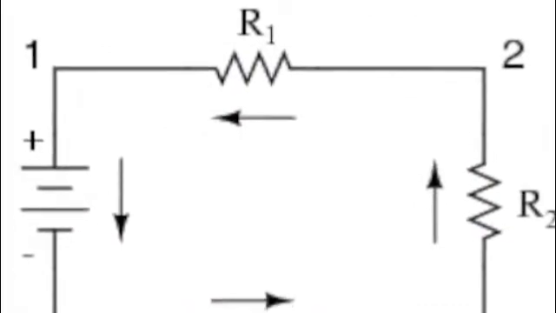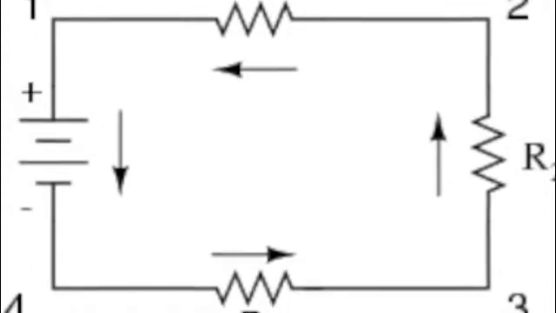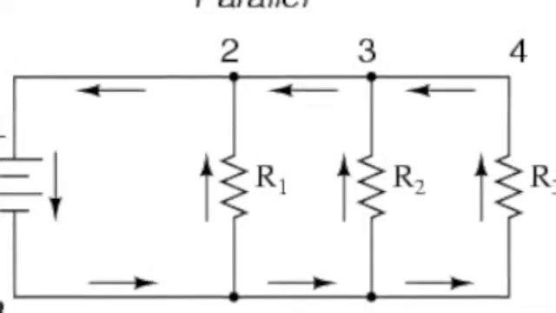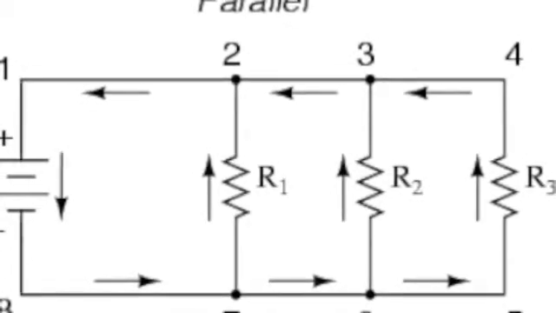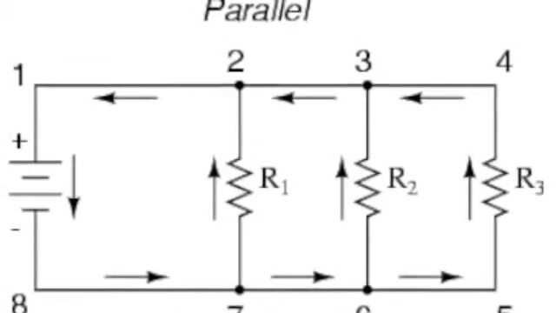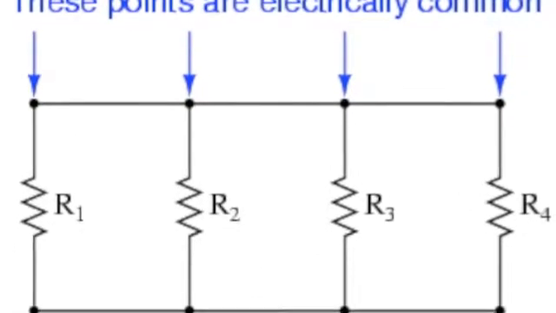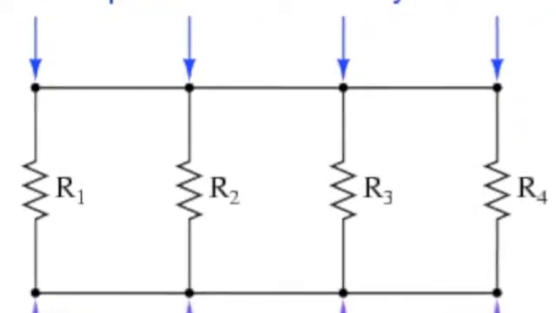This is an example of a series circuit. In a series circuit, there is only one path for electrons to flow. And this is a parallel circuit. In a parallel circuit, the main path branches off into multiple paths for the electrons to flow. Because of these branching points, in a parallel circuit, the voltage is always the same.